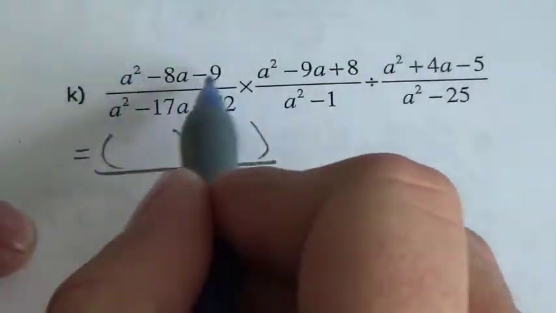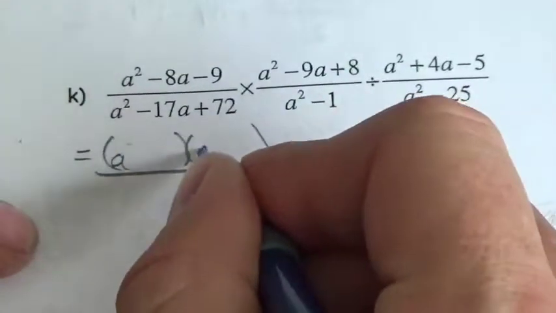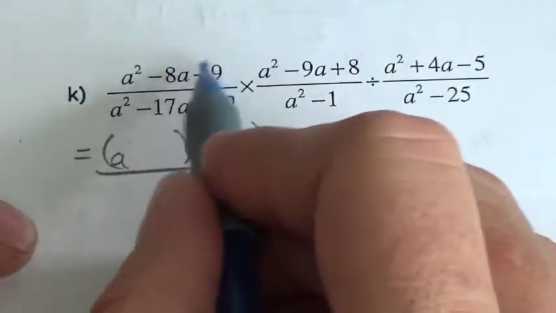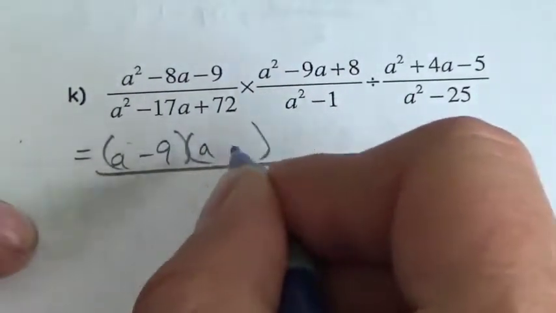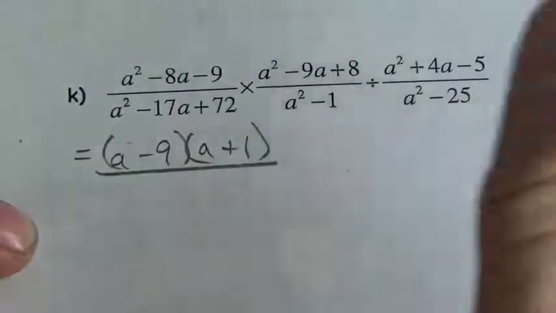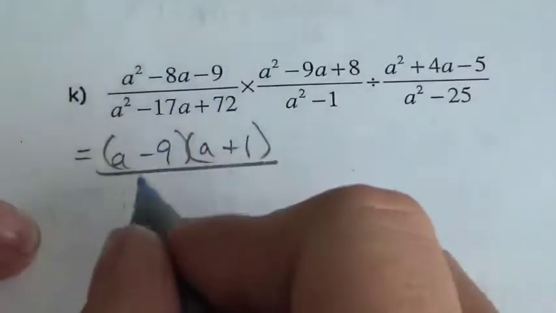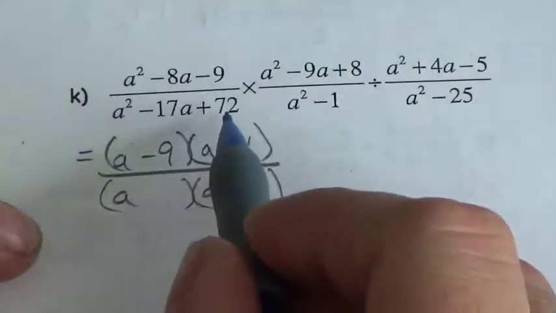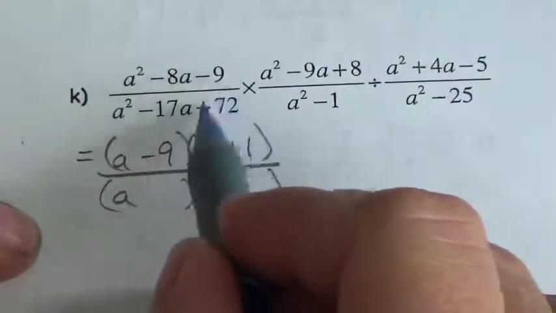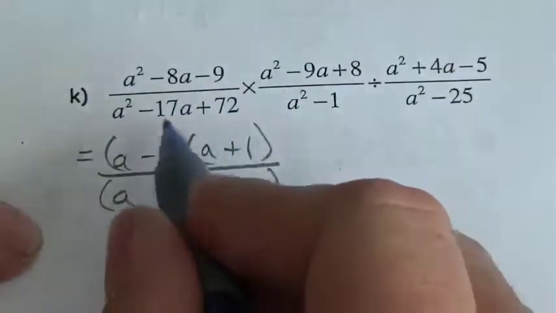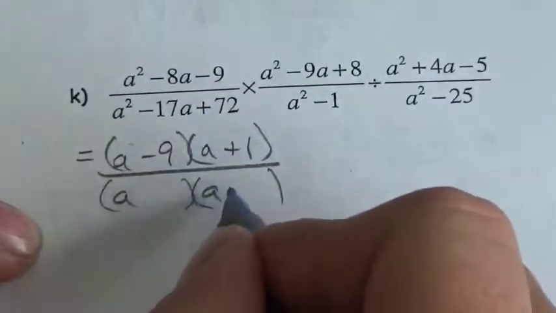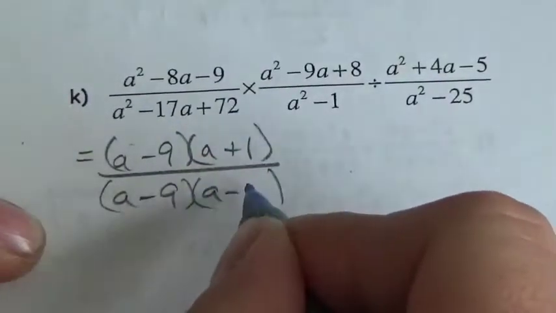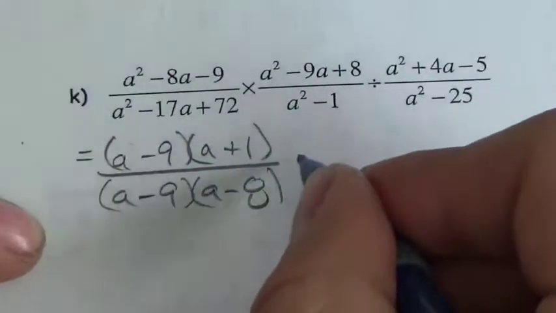So a squared minus 8a minus 9. Okay, so this has got to be a and a. And if I'm going to get my factors of 9 to go to 8 here, that's got to be negative 9, positive 1, and those will give me negative 8 there. Here, this has got to be a and a, and then the factors of 72 that give me 17. This is positive, so these are both the same sign, and they both got to be negative because of that negative. This has got to be negative 9 and negative 8.